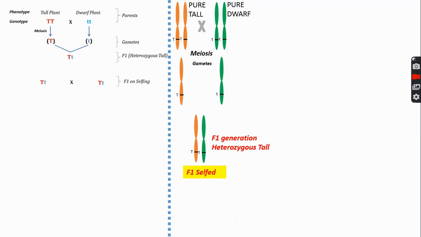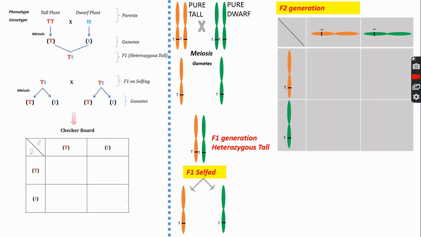Now the next step of the experiment is F1 selfing. The F1 generation, capital T small t, is to be allowed for self-pollination, and the next generation will be the F2 generation. So following the same steps, the gametes are formed here. Each parent is going to make two types of gametes, capital T and small t. Now we will also make a checkerboard.